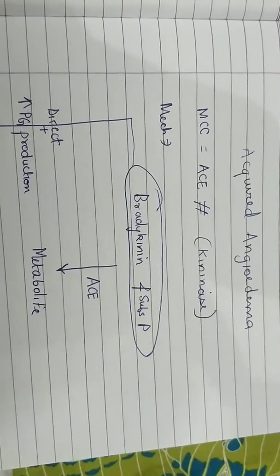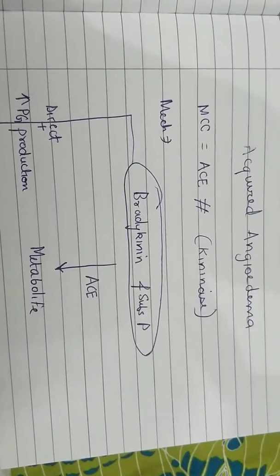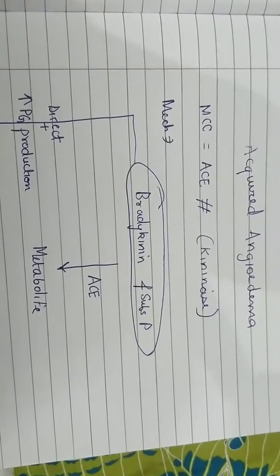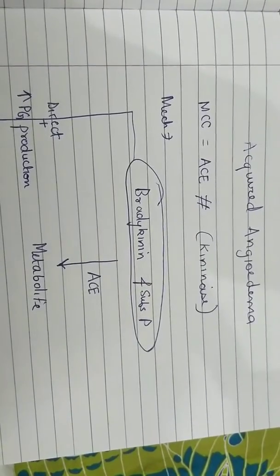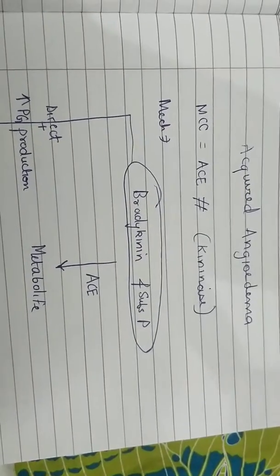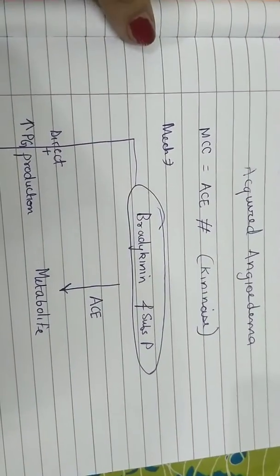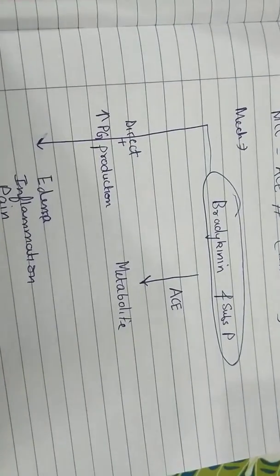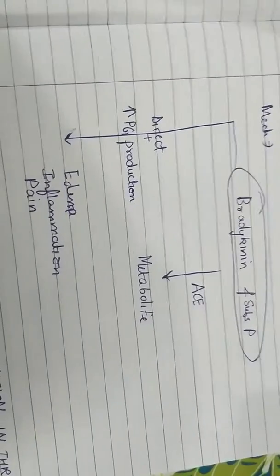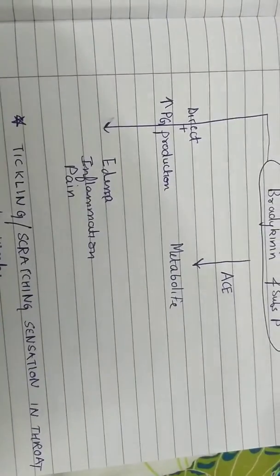Angioedema. The most common cause of acquired angioedema is ACE inhibitors, that is, kininase inhibitors. What is the mechanism? Usually bradykinin and substance P are broken down by ACE into inactive metabolites. But if ACE is inhibited, there is direct action plus prostaglandin production, which leads to edema, inflammation and pain. And it can ultimately lead to angioedema.